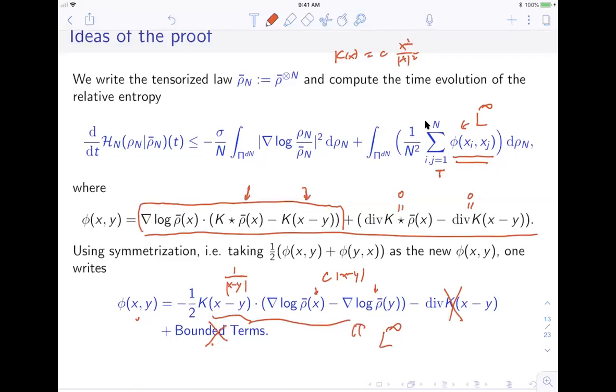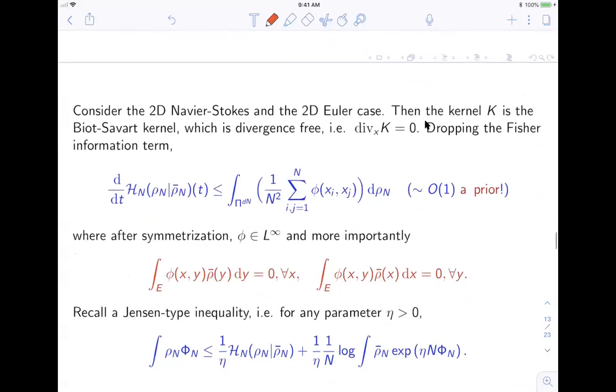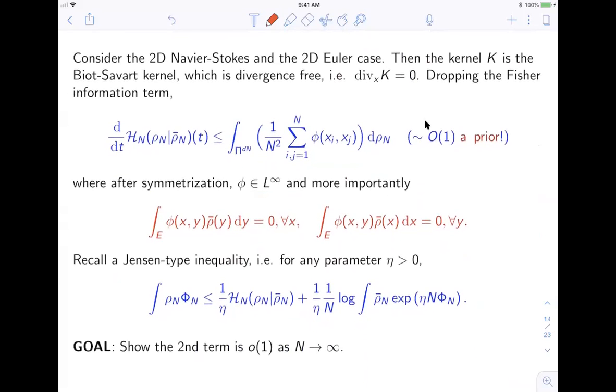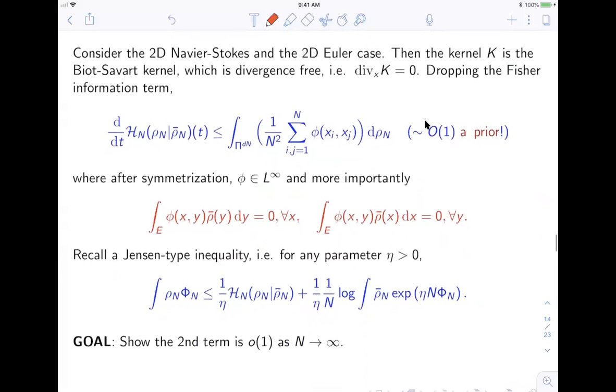So we want to control the growth of the relative entropy Hn. This term only helps, basically you can ignore it because it is a negative term. And we want to control the relative entropy by this term. So this is really a large deviation type estimate.